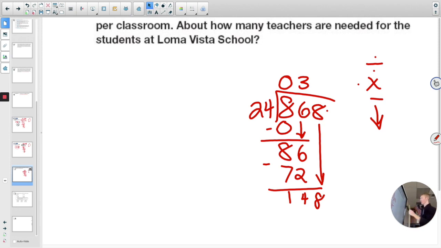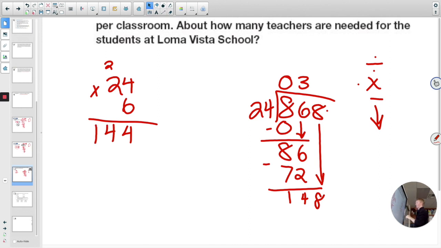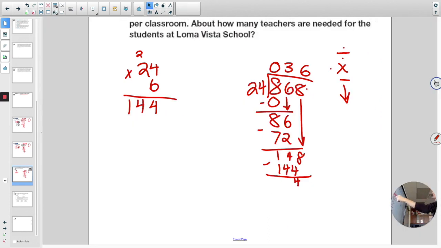150, so that's 6. So if I do 24 times 6 and see what that gives me, 6 times 4 is 24. 6 times 2 is 12 plus 2 is 14. That gives me 144. Wow, so that's really close. So I'm gonna do 6 here. Minus 144 gives me 4 remaining. Nothing left for me to bring down, so I know I'm done. So I have 36 and remainder 4, or 36 and 4 over 24.